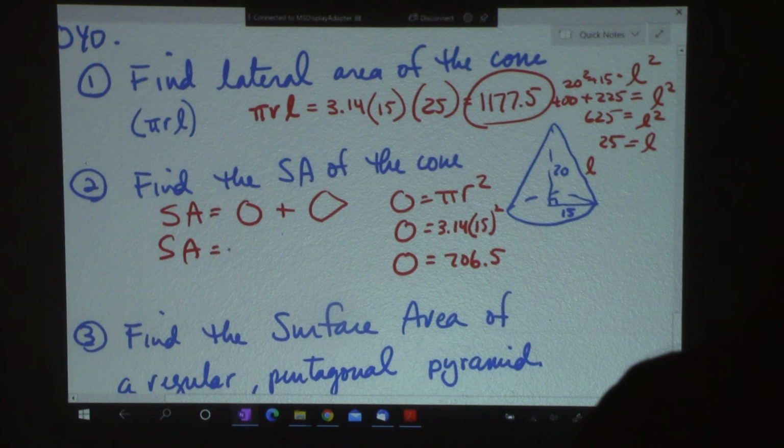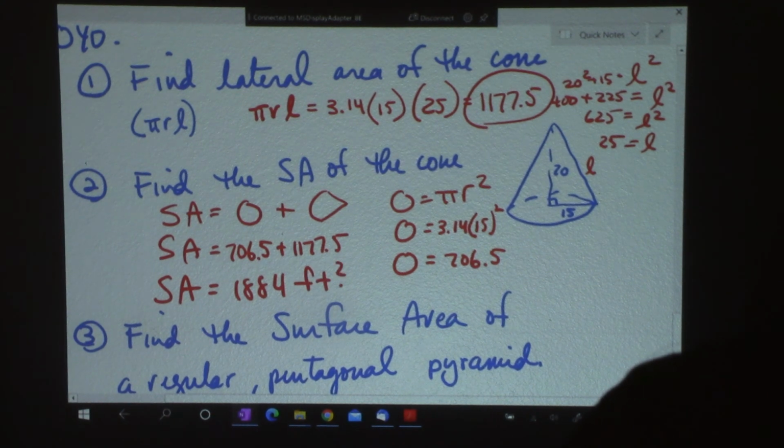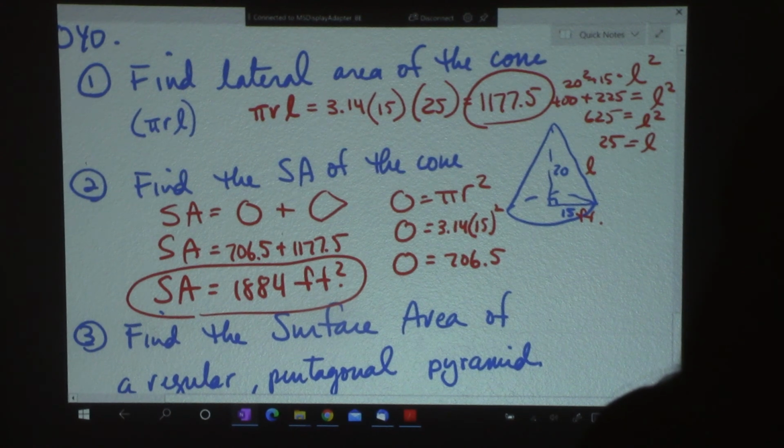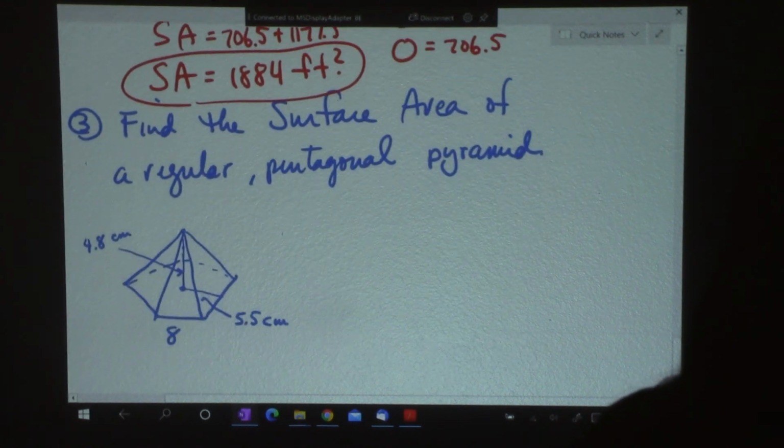Okay, so then I have 706.5 plus 1177.5, and my surface area works out to be 1884, and I think it was feet squared. So this was 15 feet. Okay, so that's my answer, but I need to show all of my work. All right, find the surface area.